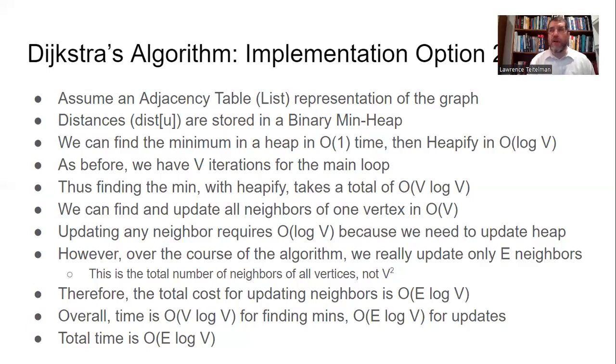Why is that preferred? Because finding the neighbors doesn't take order V. It depends on the actual number of neighbors. So if you have fewer neighbors, it will take less time to find them. The second change is how we store these distances. Instead of storing them in an array where it takes order V time to find the min, we store them in a heap. How long does it take to find the min in a min heap? It's actually order 1, constant time. That's great. The problem is there's a little bit more work than that.